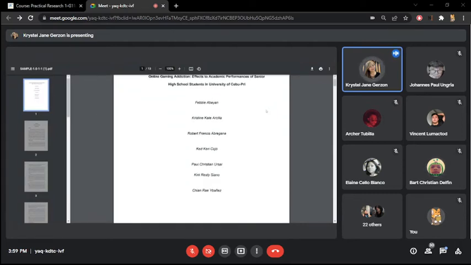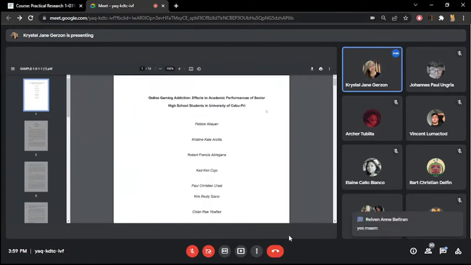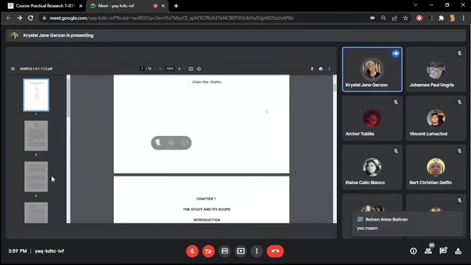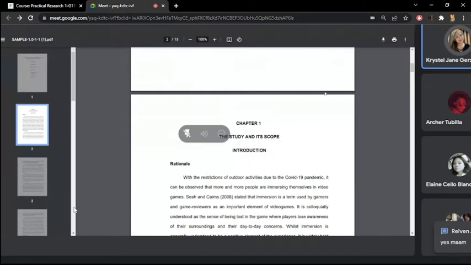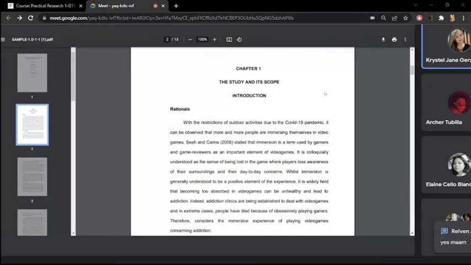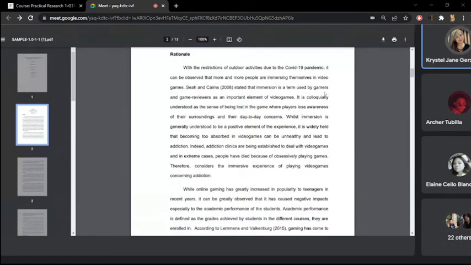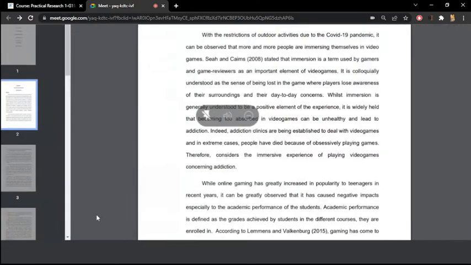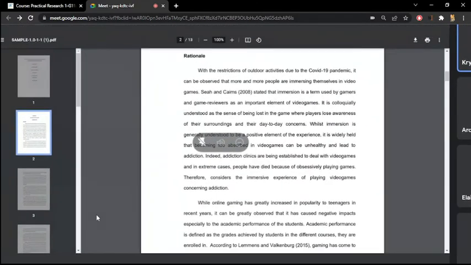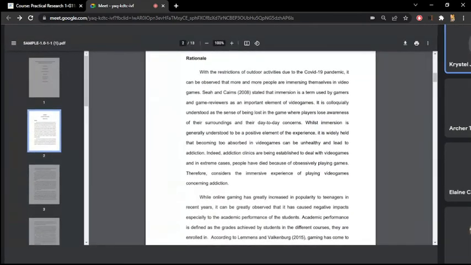Yes, Miss. This is Online Gaming Addiction and Its Effects on the Academic Performance of Senior High School Students. This is their rationale. If you're going to analyze the rationale, they started with a situationer. With the restrictions of outdoor activities due to the COVID-19 pandemic, it can be observed that more and more people are immersing themselves in video games, etc.